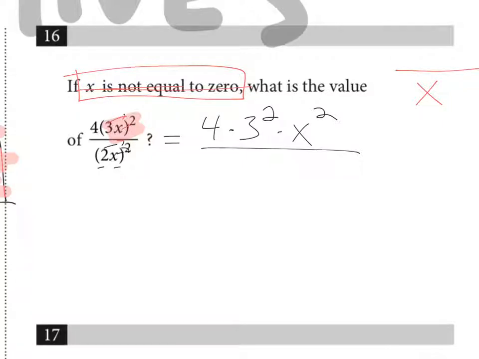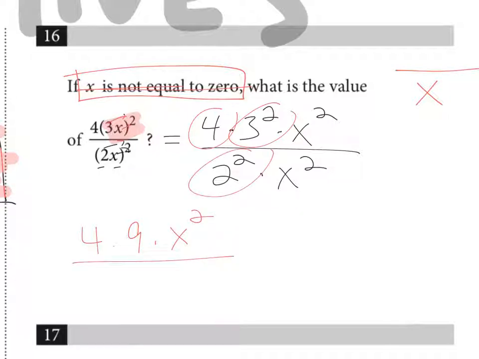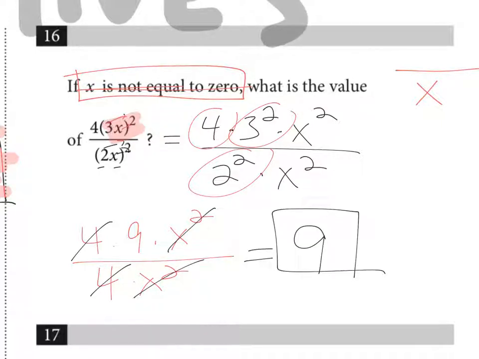We're going to have to take 2 and raise it to the second power, or square it, and then x and then square it. So here we have the 4, 3 squared, 3 times 3 is 9, x squared. Denominator, we have 2 squared, which is 4, times x squared. And here it even pays not to multiply it out yet. The 4s cancel, the x squareds cancel, which means here your answer is going to be 9.